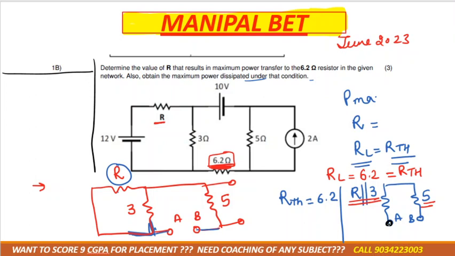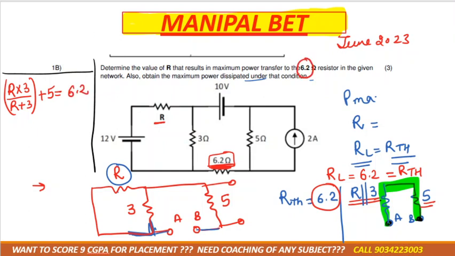You are standing at A and moving towards B. You are moving like this. They come at the same path. So can I write down R parallel 3, which is R into 3 divided by R plus 3, plus 5? This is the value of RTH, right? And for RL, they have already given RL is equal to 6.2. Now if we solve this equation, can we get the value for R? Yes or no?